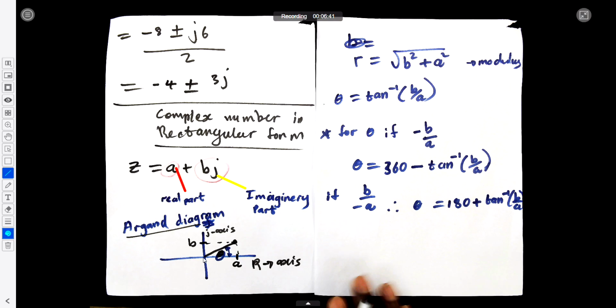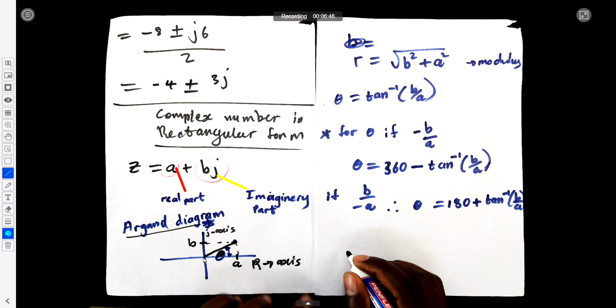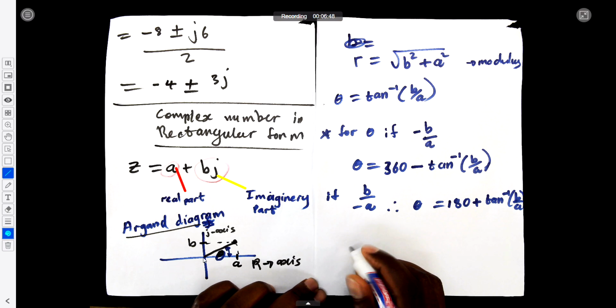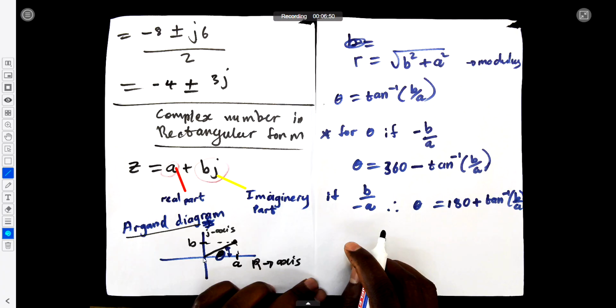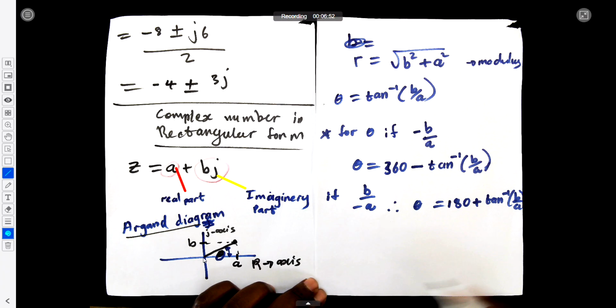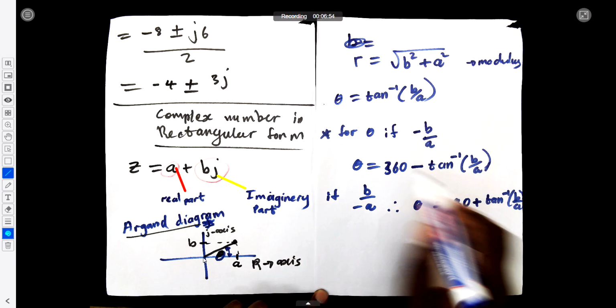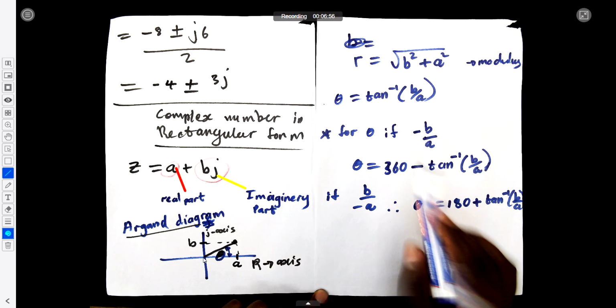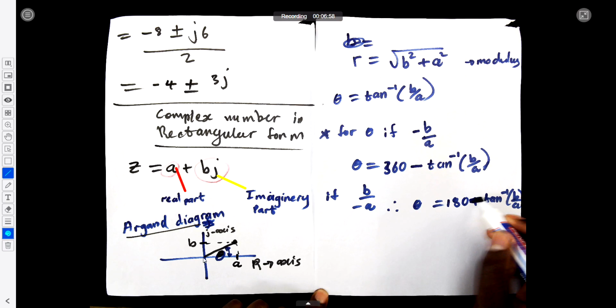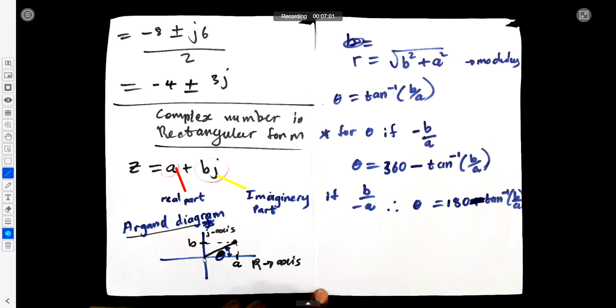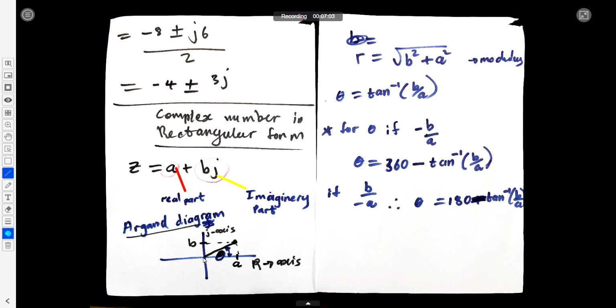B over A. So for theta, it will be in the third quadrant. If, let's say, A was negative and B is positive, I made a mistake here. Please make sure it's 180 minus. It's a minus there. It must be 180 minus, in the second quadrant. But when you plot, you'll see it will guide you.